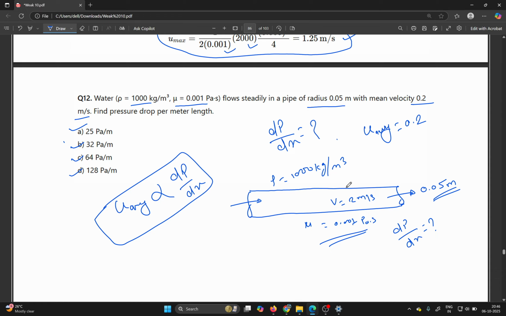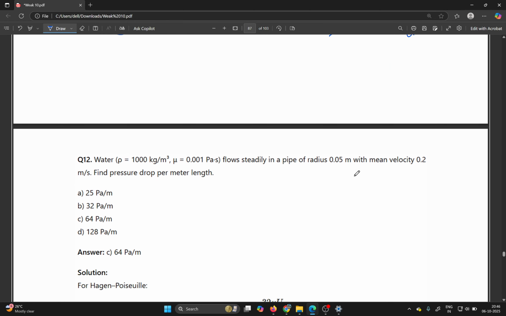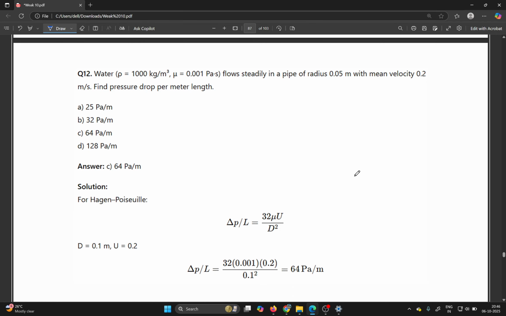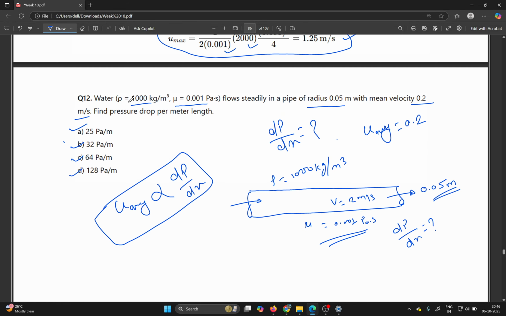Okay, so we will not take much time. I will show you the relation. Here is your relation. This is del P by del L, that is the change in pressure per meter length, equal to 32 mu times the average velocity divided by d square. One thing you can also write: per meter length means L is equal to 1 meter.